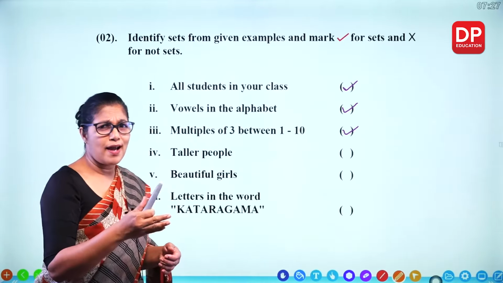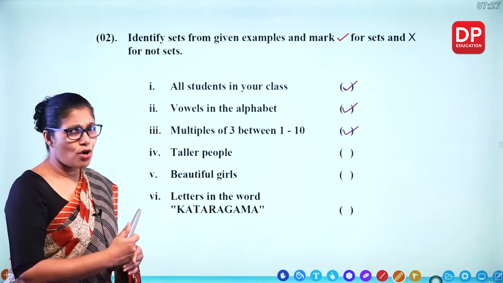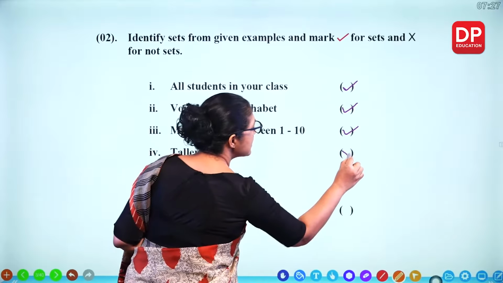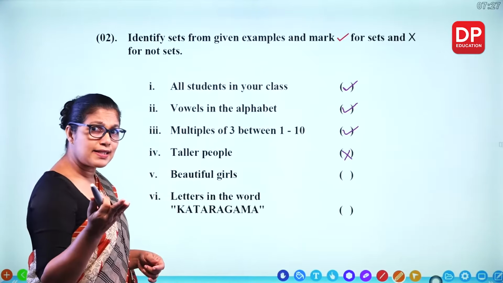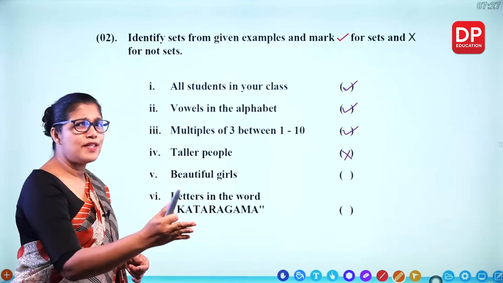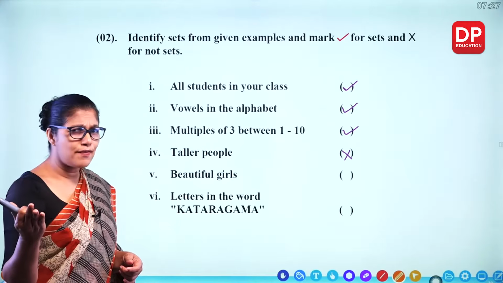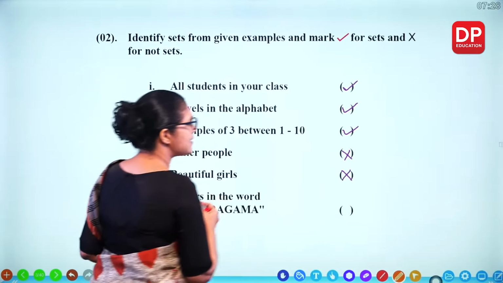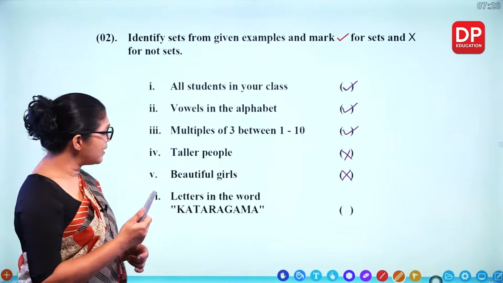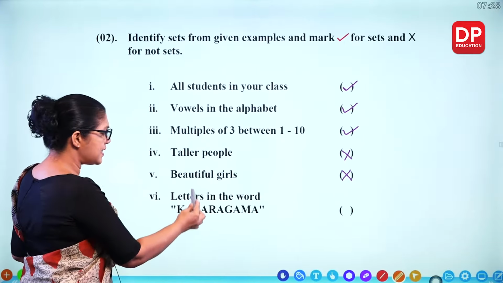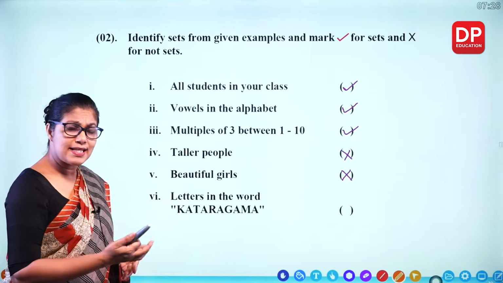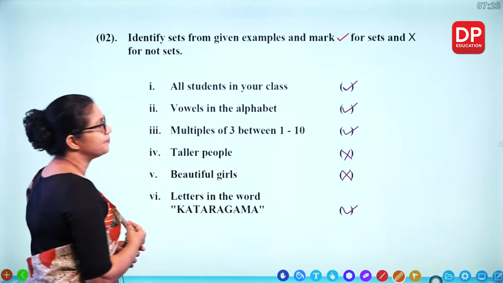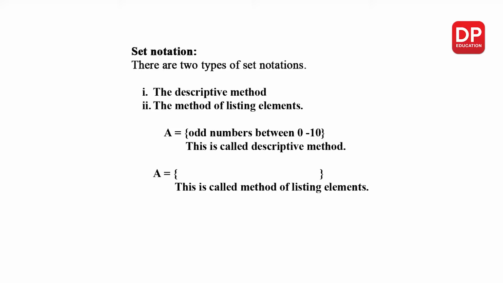Taller people. We can't identify who are taller and who are shorter. So it's difficult to identify. So that's not a set. Beautiful girls. How can we compare whether she's beautiful or not? It's difficult to identify. So that's not a set. Letters in the word Kataragama. We know K-A-T-A-R-A. Those are the letters in the Kataragama. So that's a set.